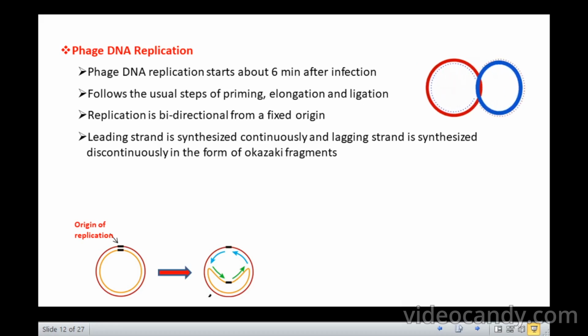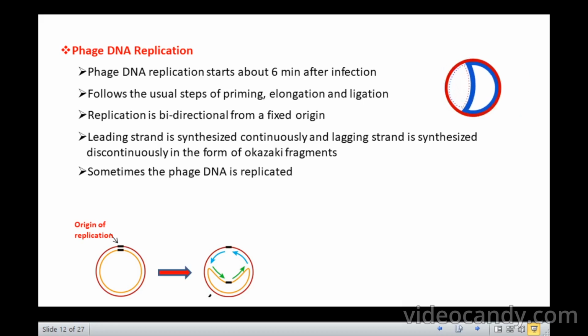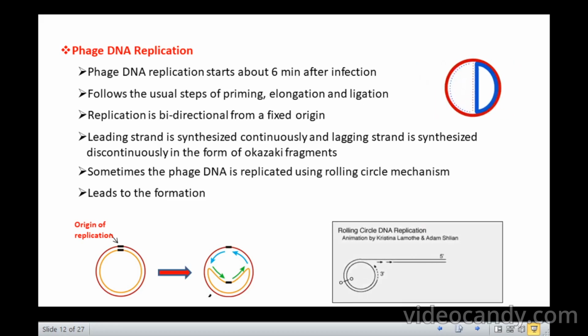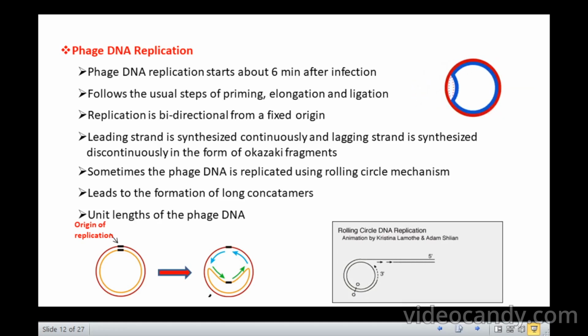Sometimes the phage DNA is replicated using the rolling circle mechanism. This leads to the formation of long concatemers. Unit lengths of the phage DNA are then cut and are circularized.